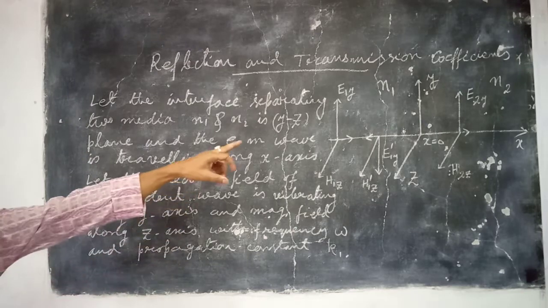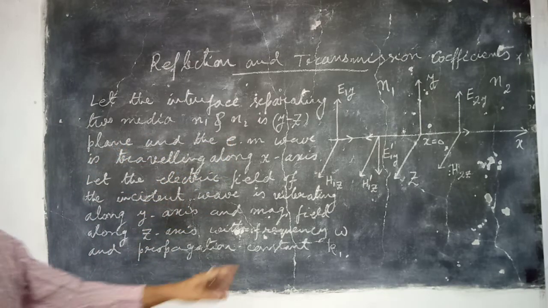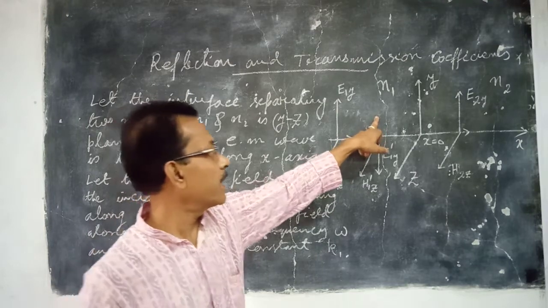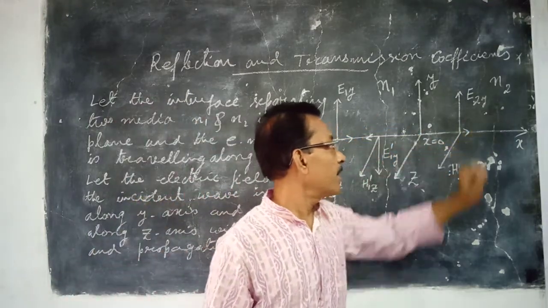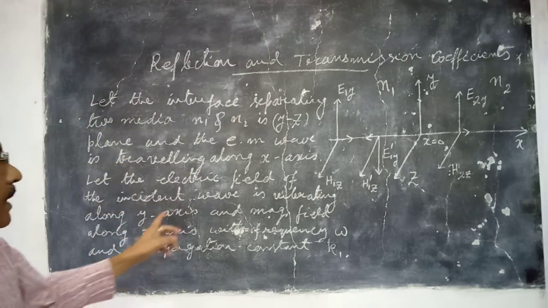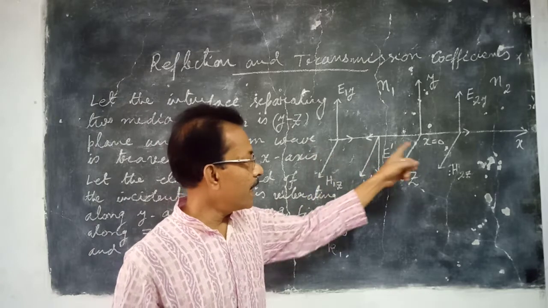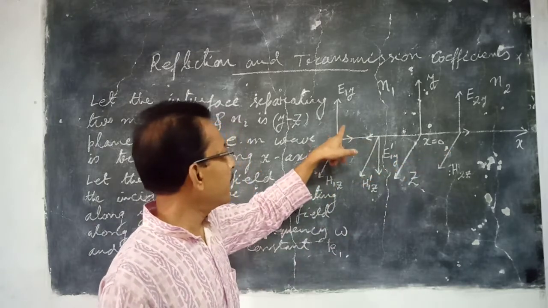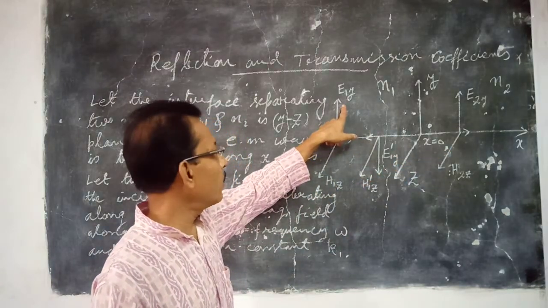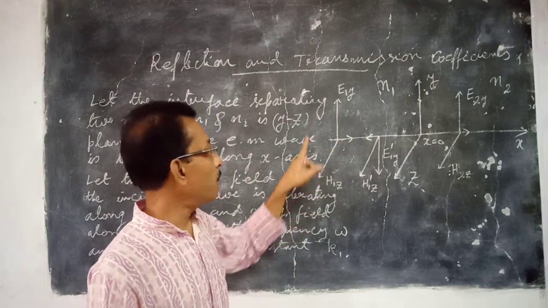Now let the interface be separated by the yz plane. Here it is the medium of refractive index N1, this medium has the refractive index N2. Now here we consider that the incident wave is traveling along the x-axis, so its electric field is vibrating along the y-axis and magnetic field along the z-axis. It is a polarized wave.